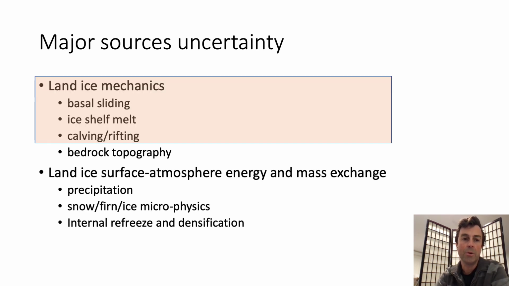So what we're going to talk about here is really the data sets that will help support advancing our understanding of basal sliding, ice shelf melt, calving, and rifting. And so this is looking at the strain rates of the ice sheet from space.